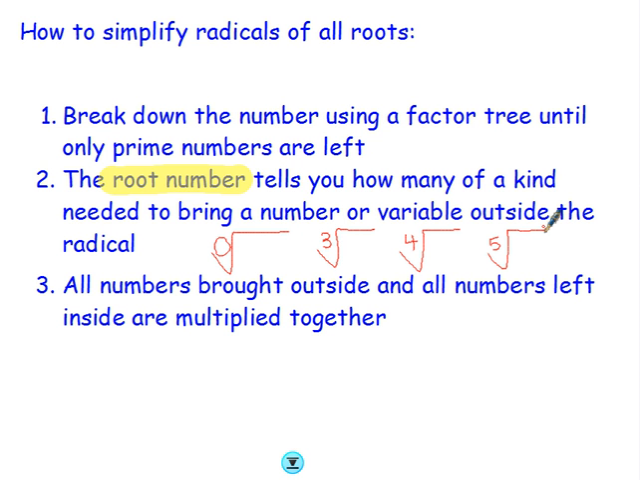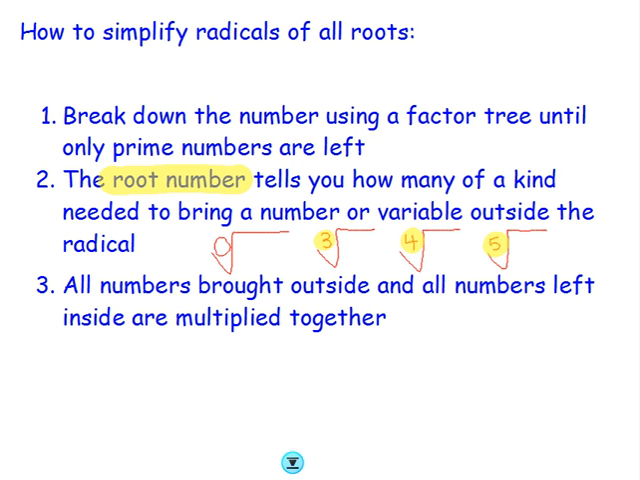There are other problems that have higher numbers. We're just keeping it small for our class. So what's important is this root number, the 3 and the 4 and the 5, they tell you how many of a kind to look for. When we were doing square roots, we looked for 2. We looked for pairs. If it's a square root, it's still pairs. If it's a cube root, it's 3. Fourth root is 4. Fifth root is 5. So the groups are getting larger.